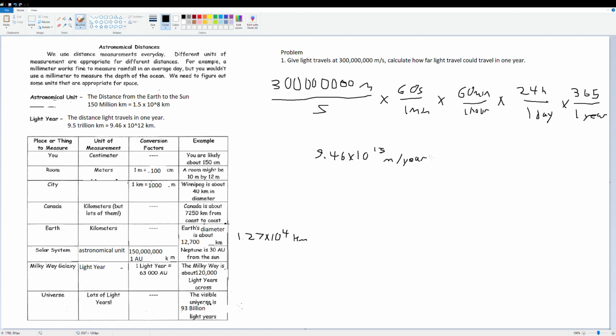So that's how far light could travel in 1 year. We can also convert this, if we want, to kilometers, which is simply 9.46 times 10 to the 12th kilometers per year, which is the same distance, the distance light travels in 1 year. That's exactly what it is. Simple problem. Thank you.